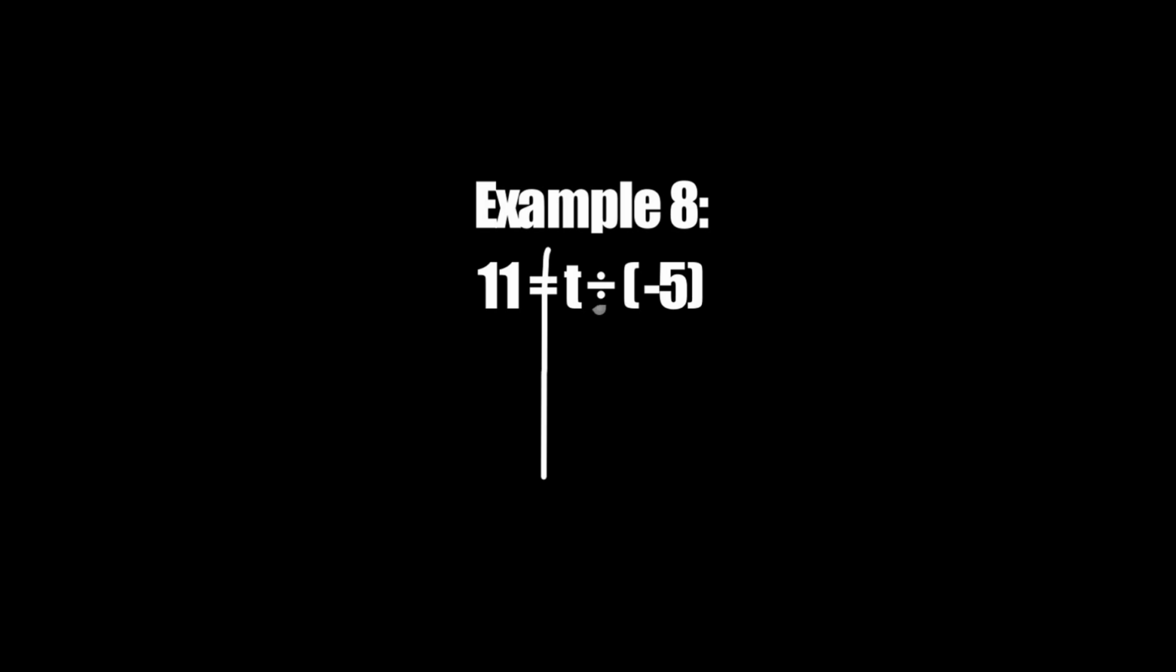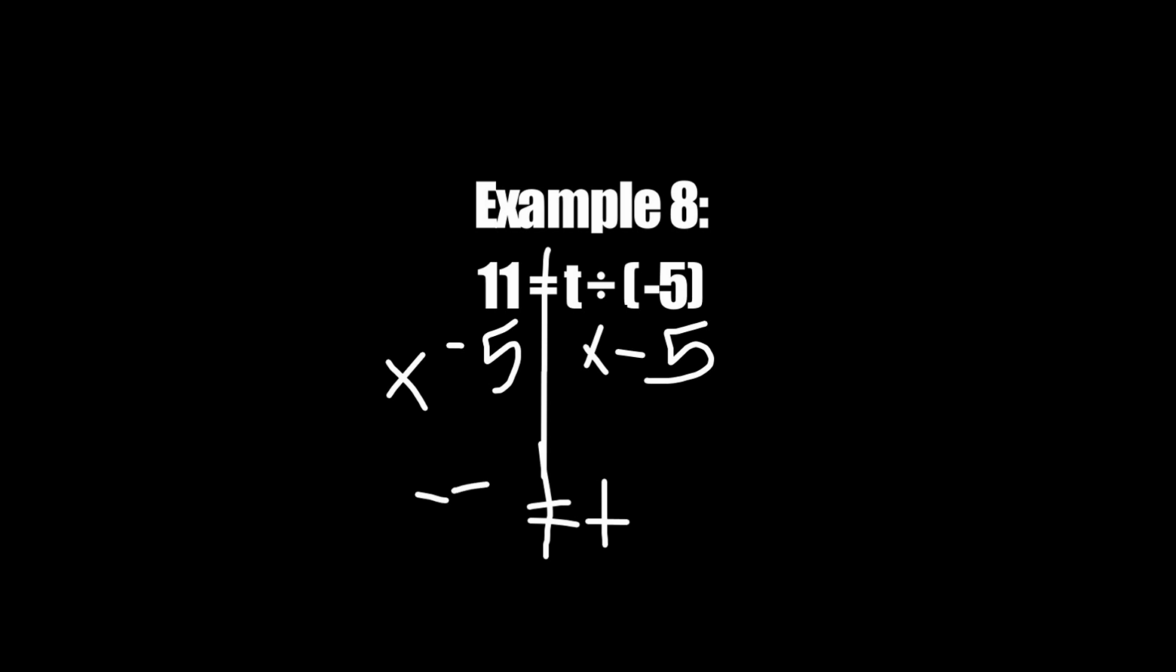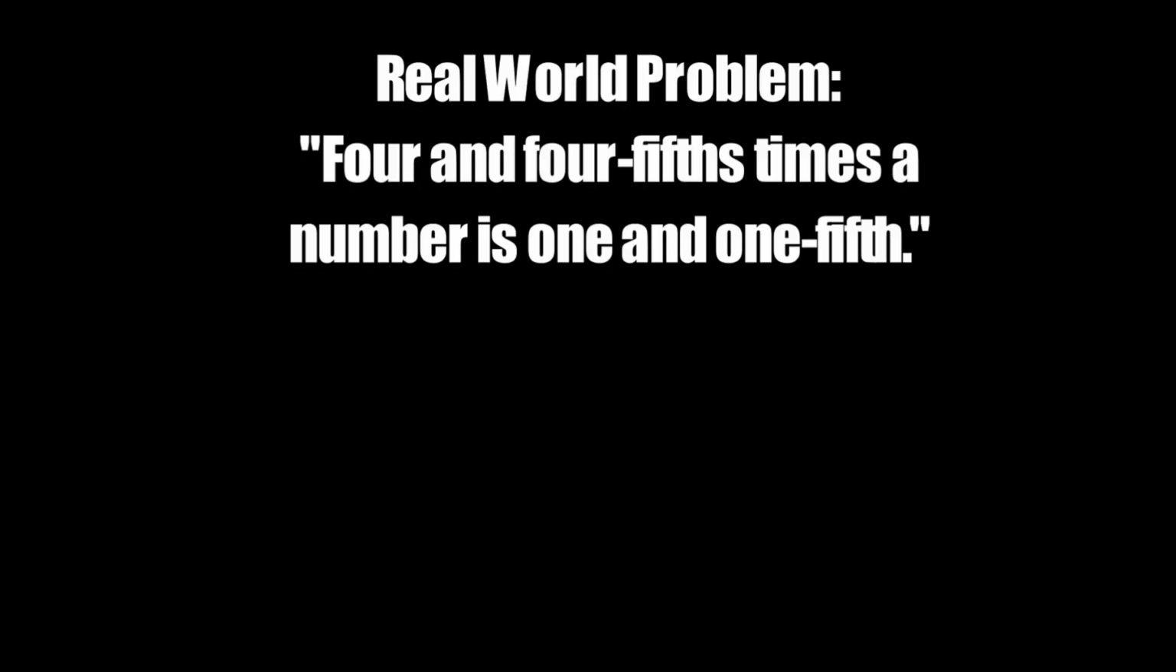Example number 8. 11 equals t divided by negative 5. So the inverse of dividing by negative 5 would be multiplying by negative 5. So we're going to multiply by negative 5. And on this side too, we're going to be multiplying. And that will give us t equals negative 55.